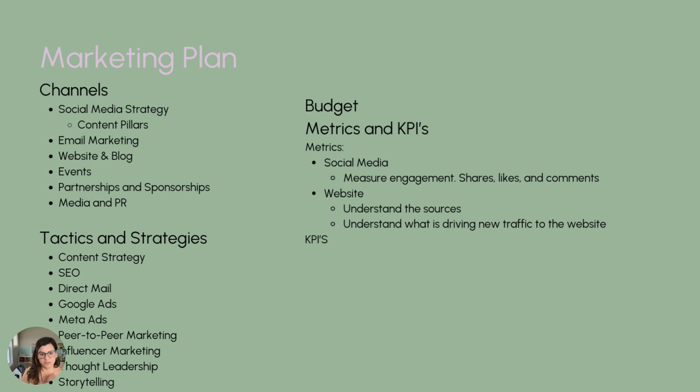On metrics on social media, we measure engagement: shares, likes, and comments. The content people share is the content they're proud of. The content people like is the content they relate with, and the content they comment on is the content they really want to talk about. So make sure you understand what that means and how you provide more of that content for them to engage with. For the website, understand their sources, understand what's driving new traffic to the website, and KPIs. This will be directly from your strategic priorities.